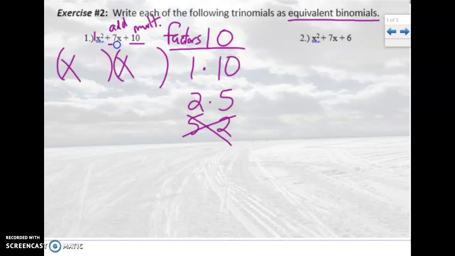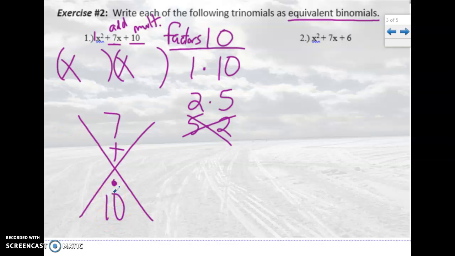But remember, I add to the middle term. So I set up a little x here, and you don't have to use this all the time, but there's a number we add to, and there's a number we multiply to. And we add to that middle piece, the one that has the x, and we multiply to the last number, 10. Now, what pair of numbers that I've listed here is going to do both of those things?